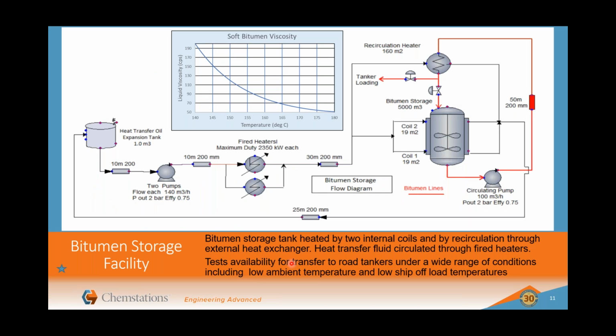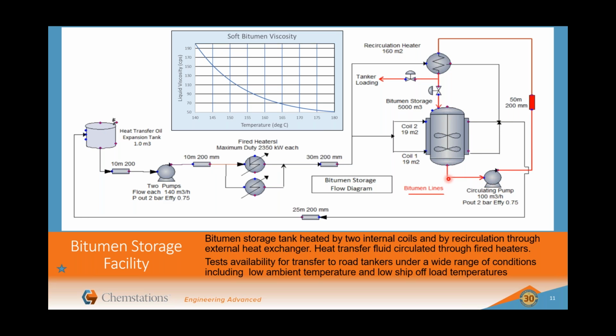The next one is bitumen storage. This is quite a tricky substance to work with because of the viscosities. And what we have here is basically the storage vessel, and we are circulating heat transfer fluid via two fired heaters into two coils in the tank, in the reaction vessel here. It is a reaction vessel that we use. So we circulate through there, return here, and we circulate back round.